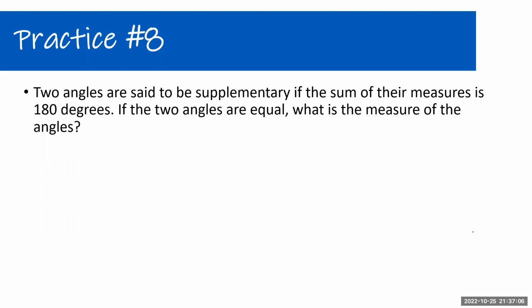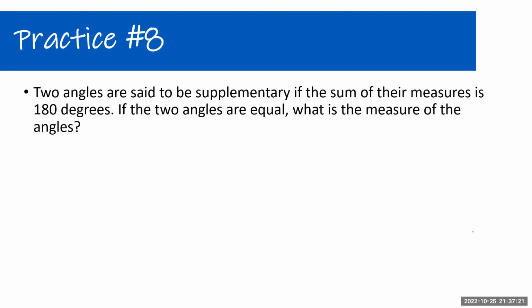Two angles are said to be supplementary. Remember, we had complementary earlier, that they added up to be 90, but now we're going to say they're supplementary if their sum comes to 180 degrees. If two angles are equal, what is the measure of the angle?